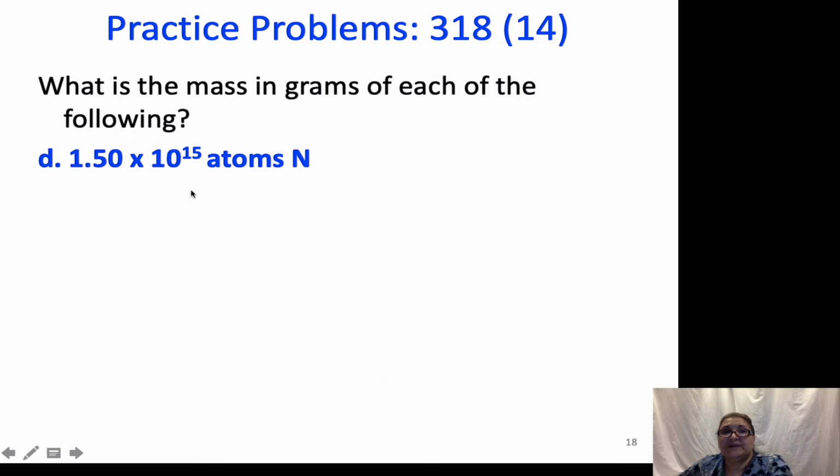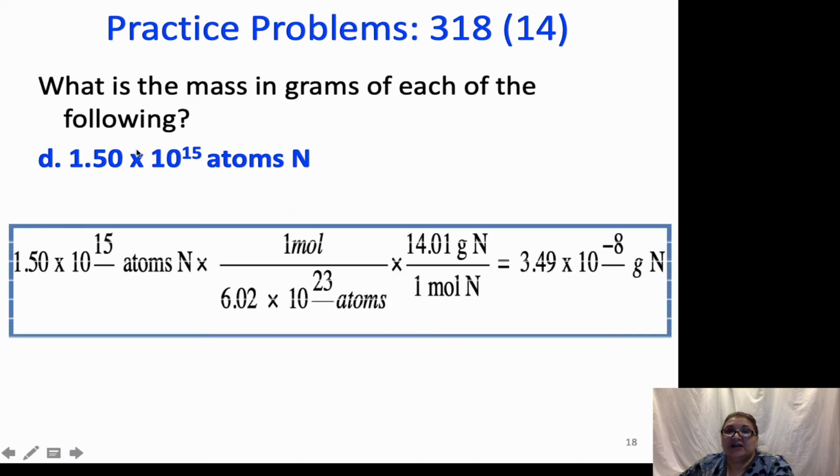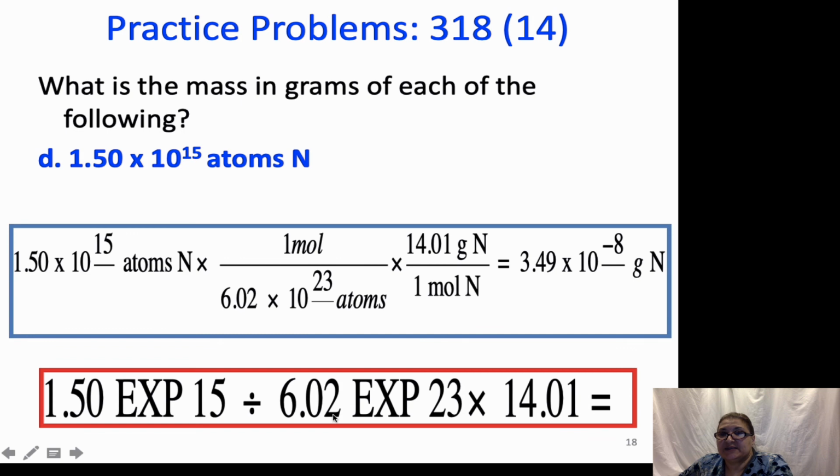I think we have one more. 1.5 times 10 to the 15th atoms of nitrogen, and we want to convert to grams. Divide by Avogadro's, multiply by the molar mass of nitrogen. So 1.5 times 10 to the 15th atoms. We divide by Avogadro's, multiply by 14, and here are the steps. And you should be able to get 3.49 times 10 to the negative 8 grams of nitrogen.